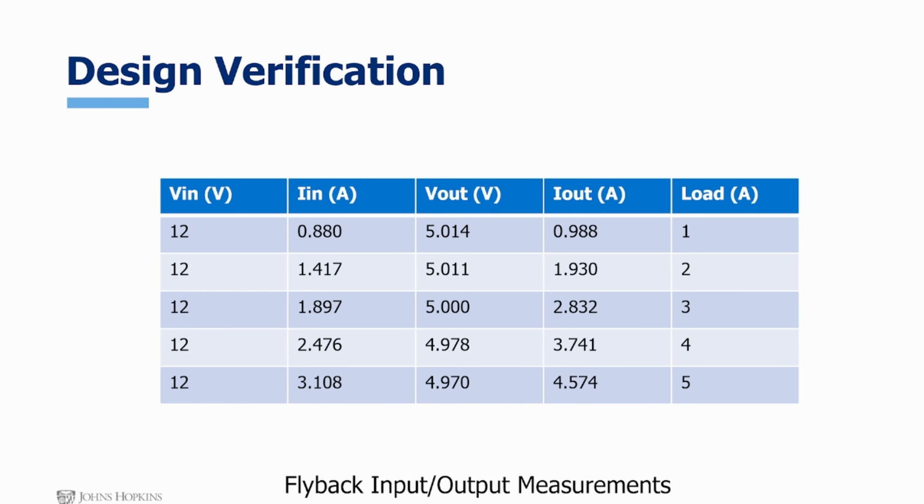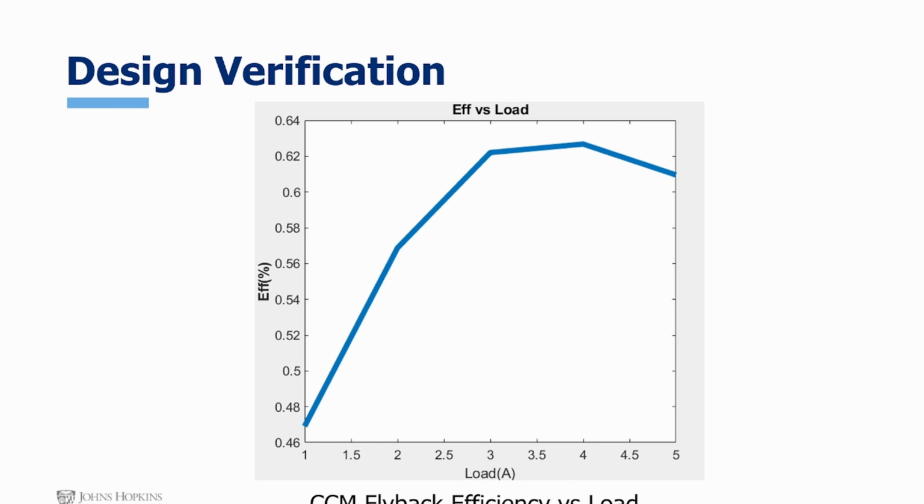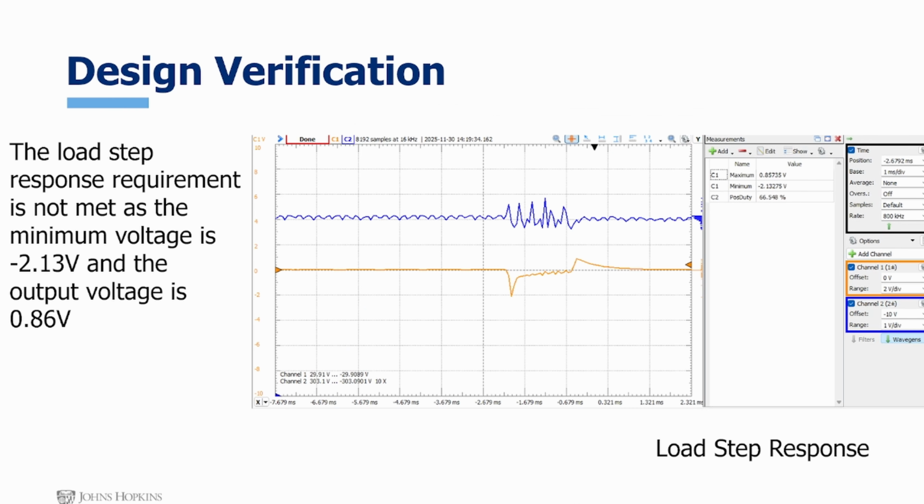In terms of the design verification, these are the input and output measurements shown here. However, the overall efficiency requirement was not met, as the highest efficiency the converter can achieve is around 63%. This is the load step response, and that requirement was not met, as well as the minimum voltage is negative 2.13 with the max output voltage at 0.86 volts.